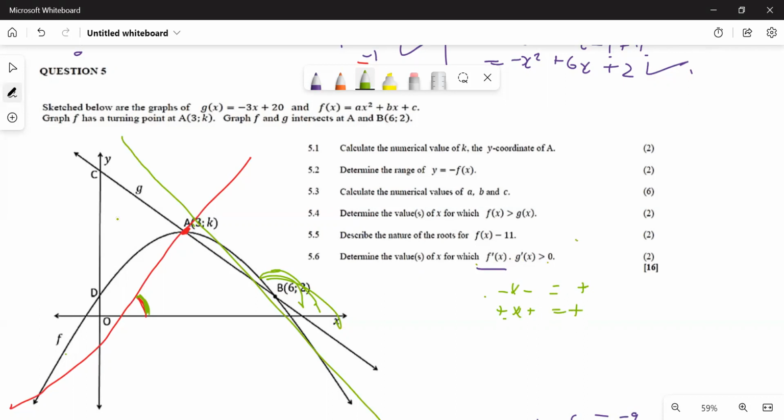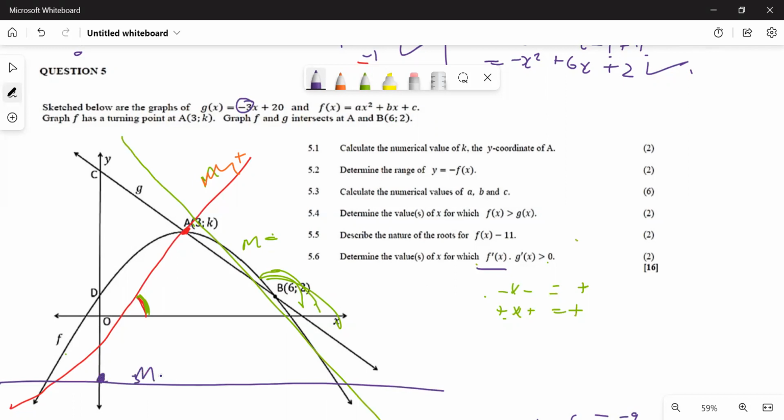Now, what are these m's? This is m for f of x. So I'm going to say this is m for f of x. So we have m of f of x, which is positive, and we have m of f of x, which is negative. Now, what else am I going to bring in? I am going to bring m of g of x. M of g of x is -3. So m of g of x is -3.